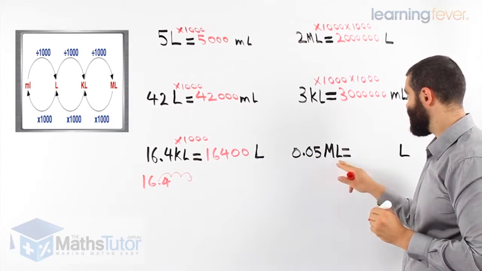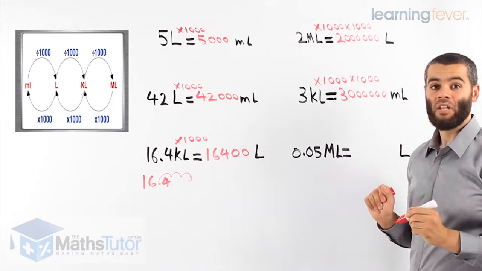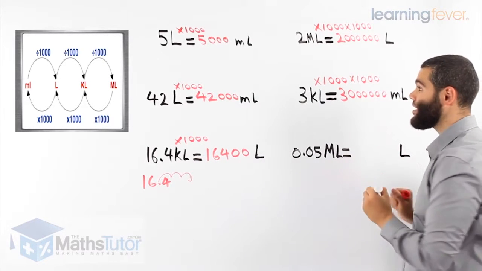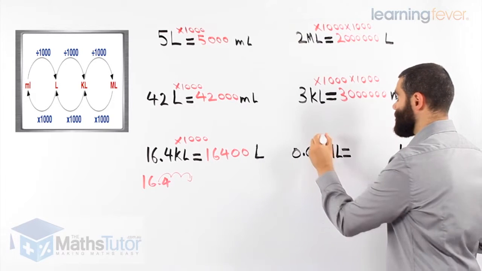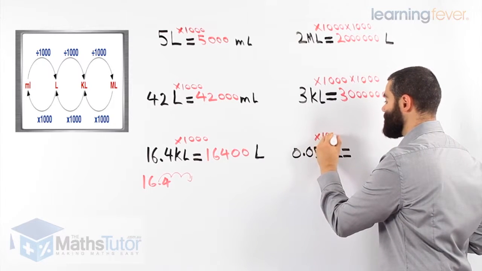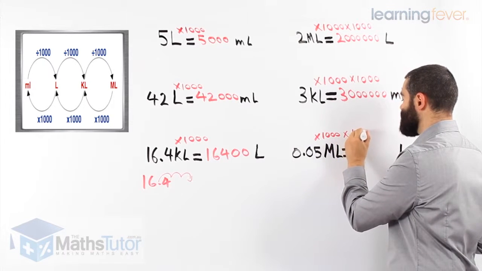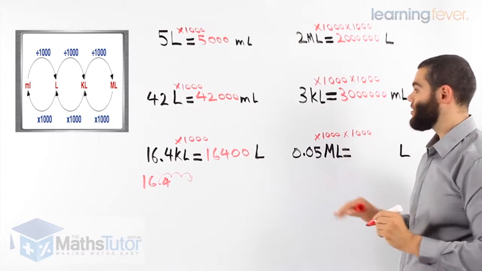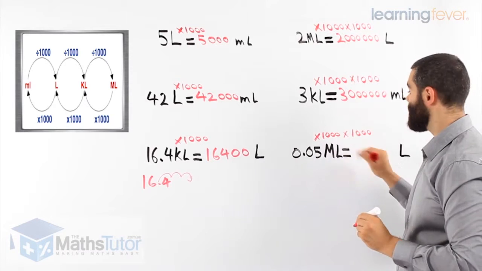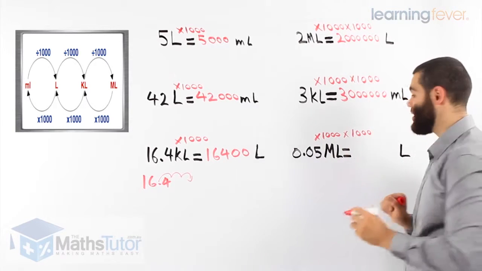Last one, 0.05 megaliters. How many liters is that? We're going from megaliters to liters, so we times by 1,000 to go to kiloliters first, and then times another 1,000 to go to liters. So from megaliters to kiloliters and then to liters.